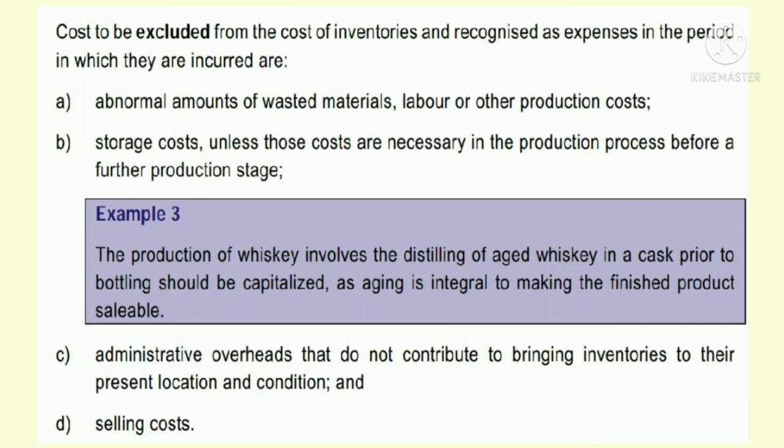Now let us see one by one what costs will be excluded from the cost of inventories. Abnormal amounts of wasted material, labor and other production costs are costs of abnormal nature and will not occur every time.